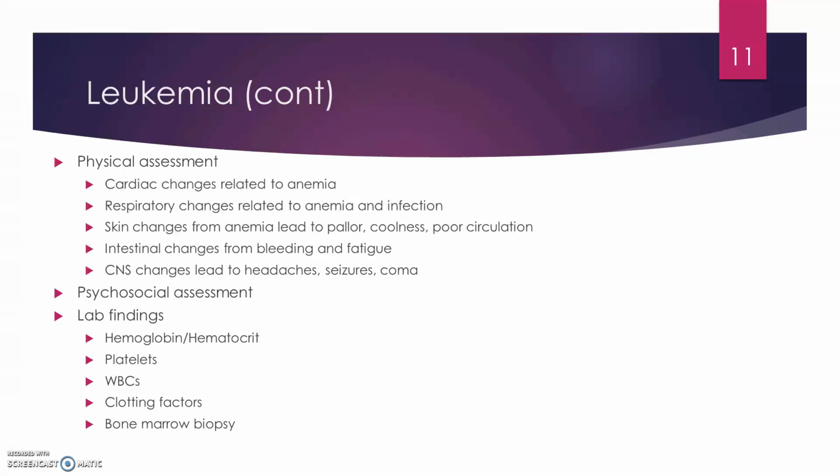You can also do a psychosocial assessment, looking at how this is affecting their life. We can definitely do labs, and a CBC is probably your biggest bet because then you're going to look at your H&H, your platelets, and your WBCs. We can also look at clotting factors, and we can look at your bone marrow biopsy to try and tell us what cells are being kicked out of the marrow.